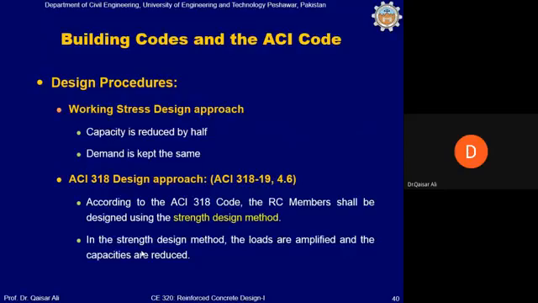Design procedures. Although we will study these procedures in detail in the next lecture, just to give you a glimpse, there are two approaches of design. One is called the working stress design approach, and the other is called the strength design approach. I will try to explain these two approaches very quickly with an example, and that example is the example of a weightlifter.